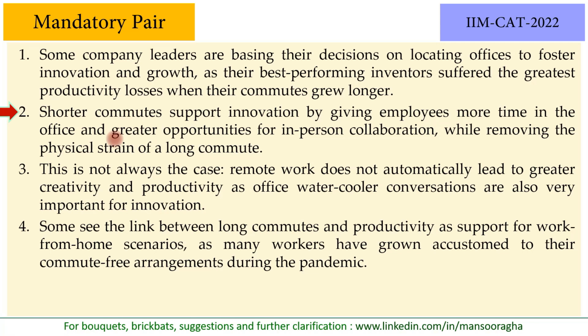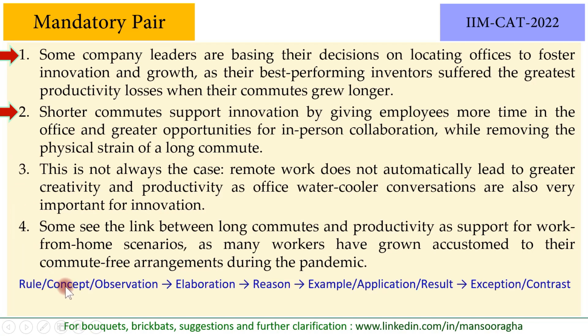Here sentence 2 is introducing the observation or the idea that shorter commutes support innovation and are good. On the other hand, sentence 1 is corroborating or supporting it specifically and shows a result, which is that company leaders are also basing their decisions upon it. Now, whenever a rule, concept or an observation is given, it will always be followed by elaboration or a reason or an example or an application or a result or an exception in this particular order.